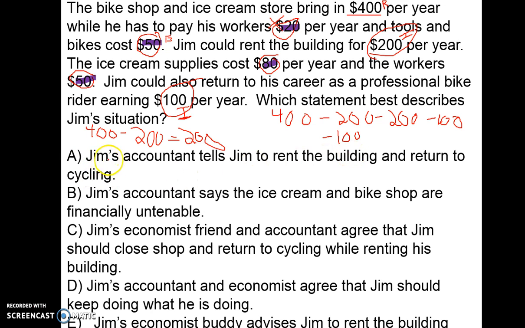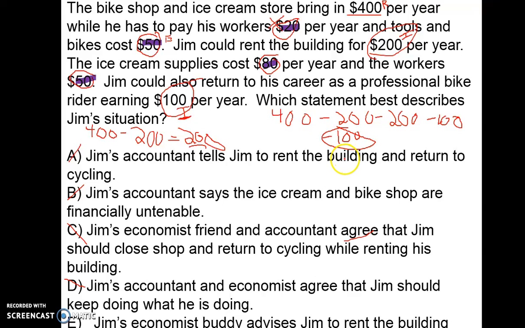So A, I think, is out because Jim's accountant would say, hey, it's fine, you're making 200 bucks. Keep doing what you're doing. Jim's accountant says the ice cream and bike shop are financially untenable. That doesn't seem to be true. He's making 200 bucks according to the accountant. Jim's economist friend and accountant agree that Jim should close shop and return to cycling while renting his building? That throws me right off here because this is negative, this is positive. No. Jim's accountant and economist agree that Jim should keep doing what he's doing? No, his accountant seems to think that. Jim's economist buddy advises Jim to rent the building and return to cycling.